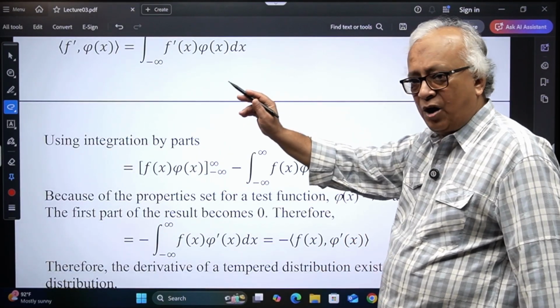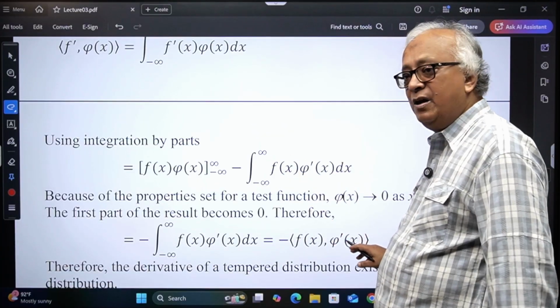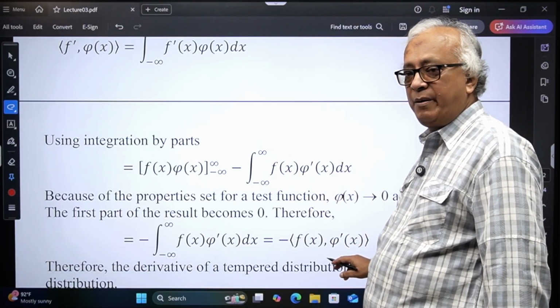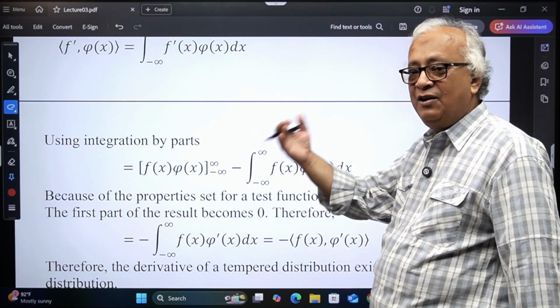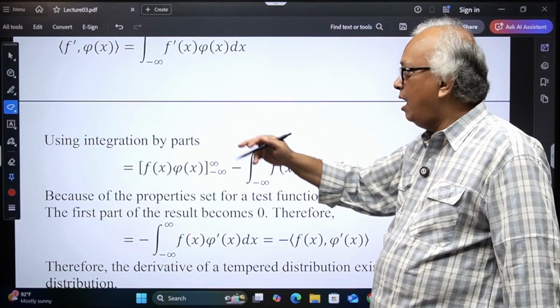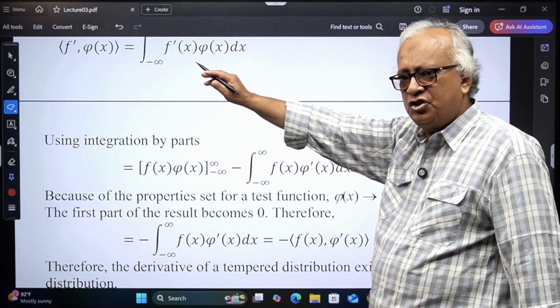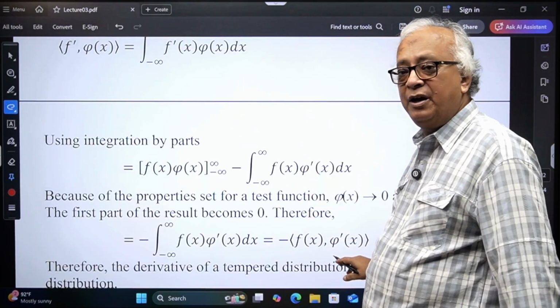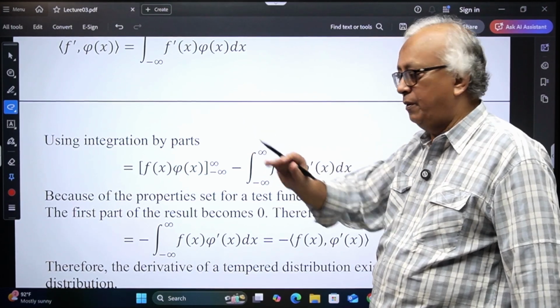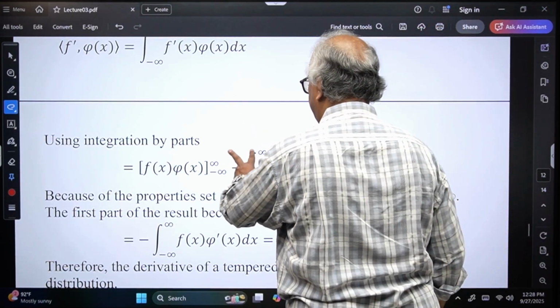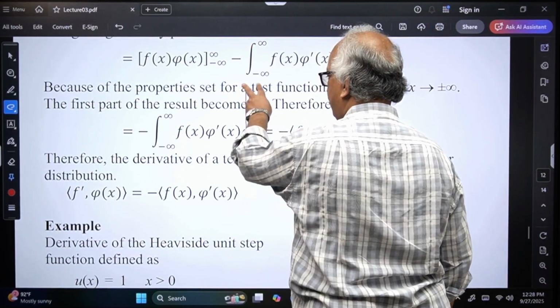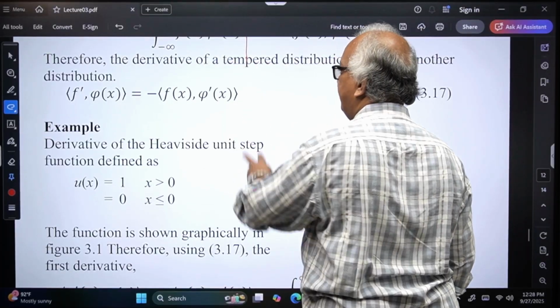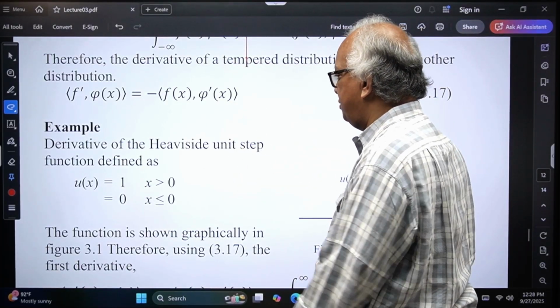Okay? f prime is a problem, phi prime is not a problem because phi prime, as we chose it, is infinitely differentiable. I cannot differentiate f, but I can differentiate phi prime. No problem. Okay? Therefore, the derivative of a tempered distribution is this.